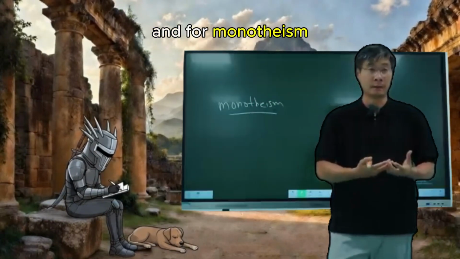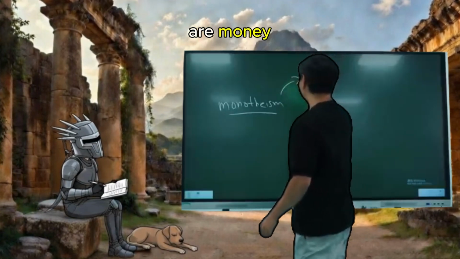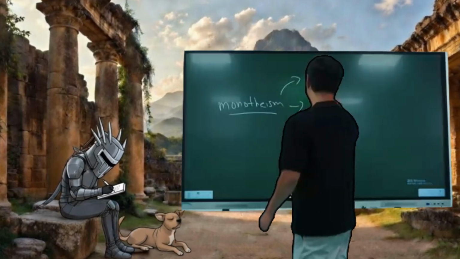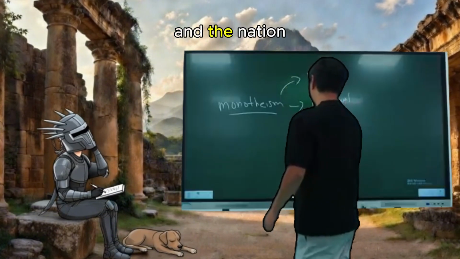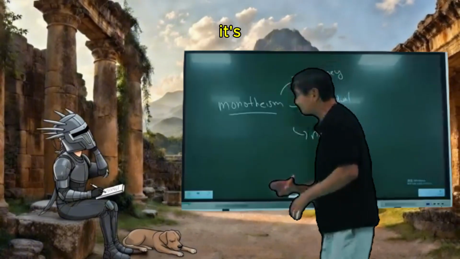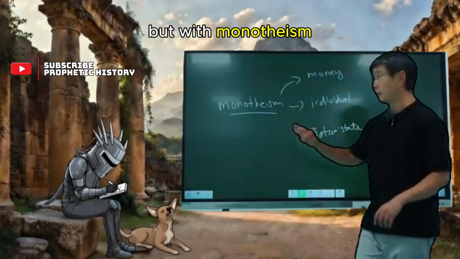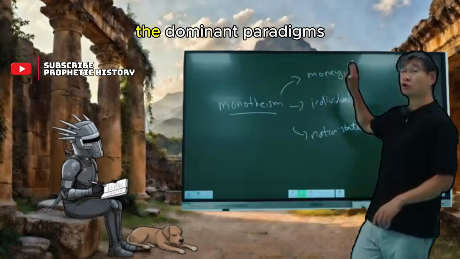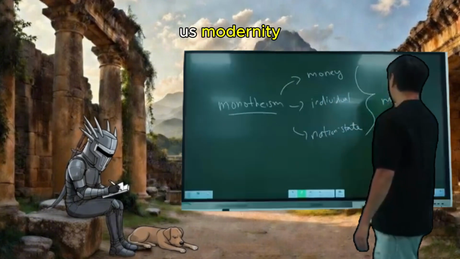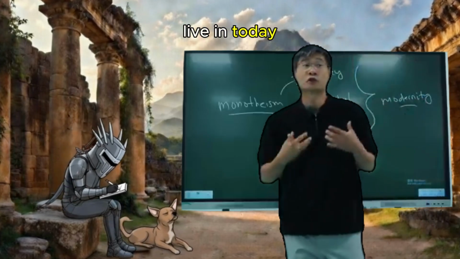And from monotheism, we developed three new ideas, which are money, the individual, and the nation state. It's important to note that these ideas have always existed in human history, but with monotheism, these ideas became the dominant paradigms. And together, they will give us modernity and create the world that we live in today.